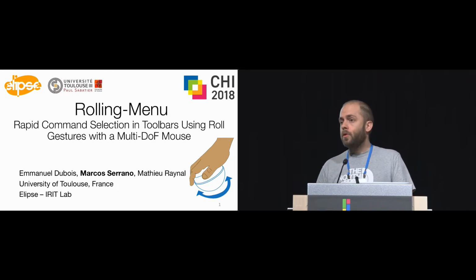Basically our goal is to allow rapid command selection in toolbars, and for this we propose a novel technique that we call rolling menu because it's based on using roll gestures with a rolling mouse.